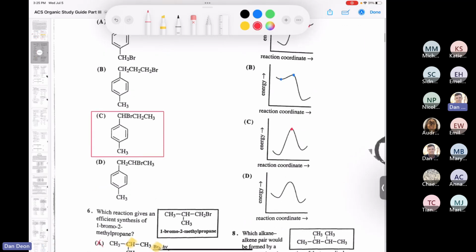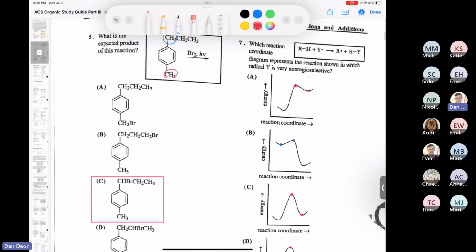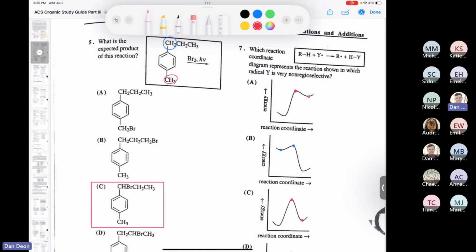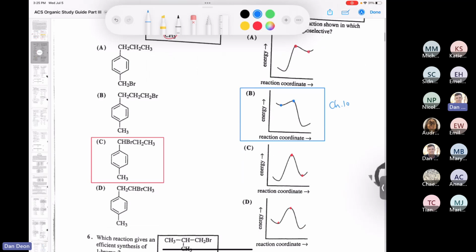You see here it's very close in energy to the intermediate here, your transition state. Here you see the transition state looks mostly like the products. And here you see the transition state looks a little bit more like the reactants, but it has a really high activation energy. So in B, it's got a low activation energy and the transition state is going to mostly look like the reactants. And so this is the one that is going to be the most non-regioselective. It's going to be B. So we went over that quite a bit in chapter 10. So if you need to review that, go back and take a look at that.